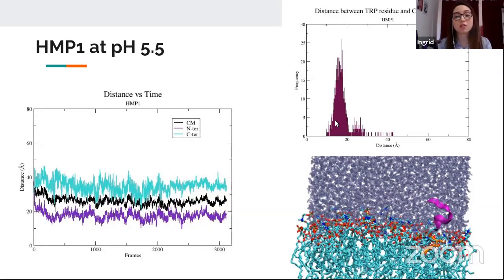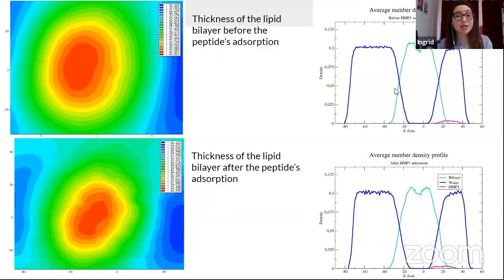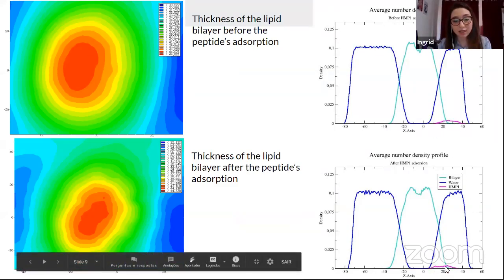So I got the same most probable position for the tryptophan in the simulation. And then I also have the density profile for the simulation, but we see that HMP1 does not get all inserted into the bilayer as the MP1 did, because it adsorbs in a vertical way, not a horizontal way.